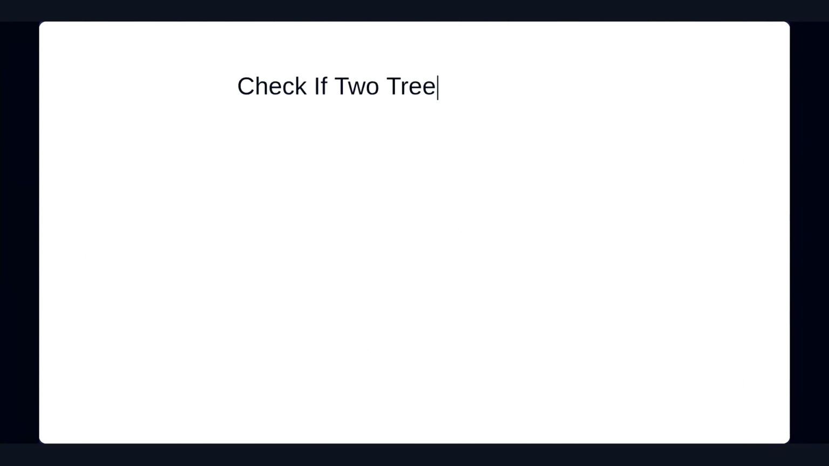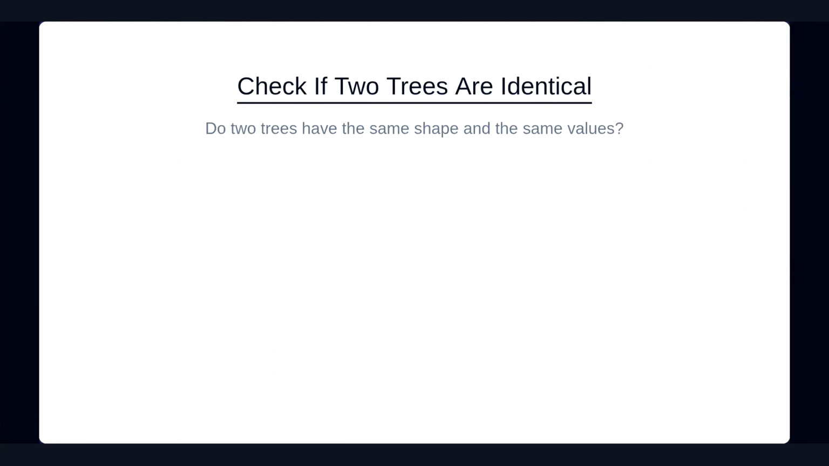Here we compare two binary trees. We call them identical only if they have exactly the same shape and the same value at every matching position. Take a tree with root 1 and children 2 and 3. Compared with an exact copy, the answer is yes. Compared with one whose right child is 9 instead of 3, the answer is no.